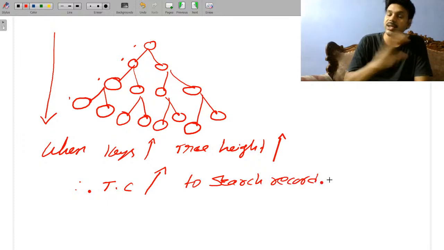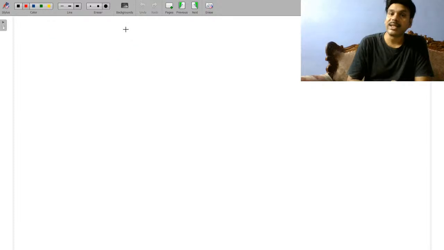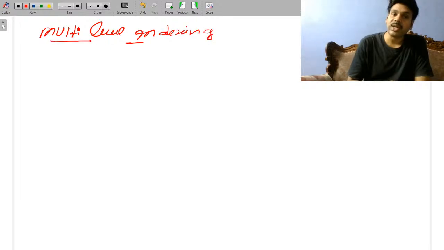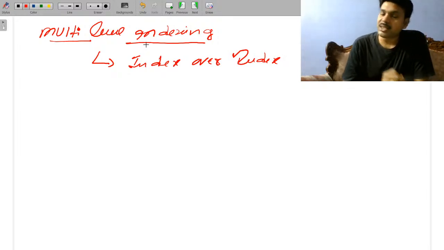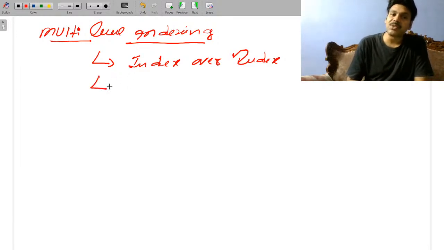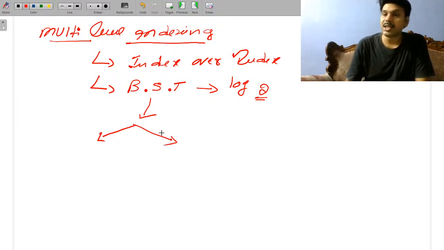Please observe, friends. That's why we are not going to follow binary search trees in real time. In real time, we are going to prefer multi-level indexing. What is the concept of multi-level indexing? In multi-level indexing, we see index over index. Now observe carefully. A binary search tree is also a multi-level index only. I too agree. But what is the problem with the binary search tree? We have the concept of base 2. To avoid this problem, we take a dynamic search tree with M, where M is nothing but the order. So the M value can be increased or decreased. Therefore, we have the concept of B tree and the concept of B plus tree.